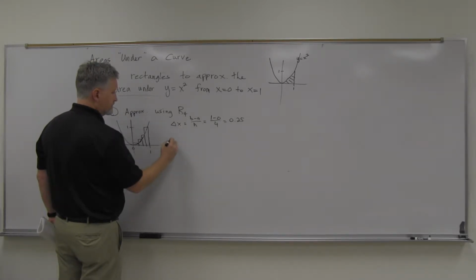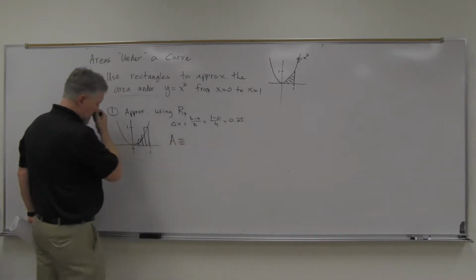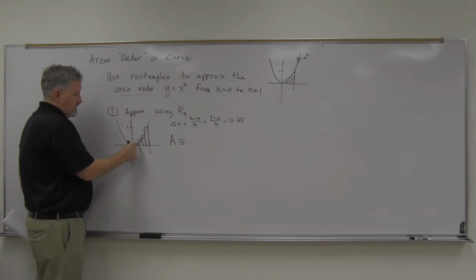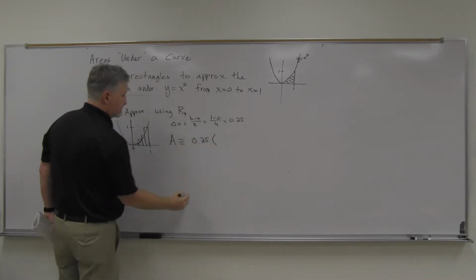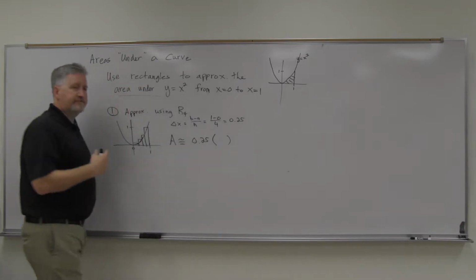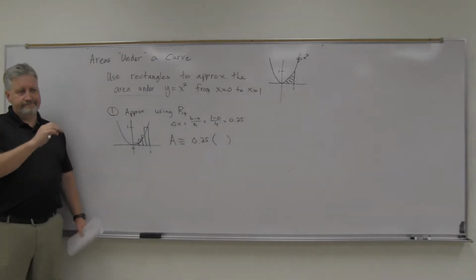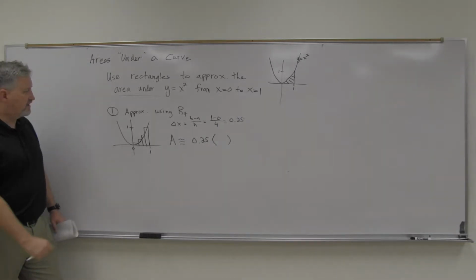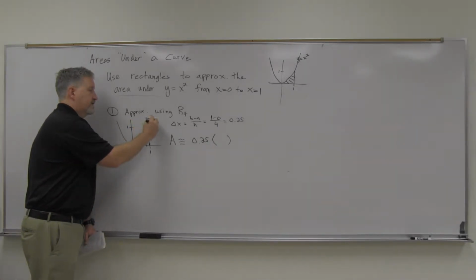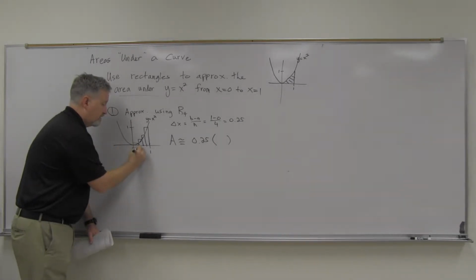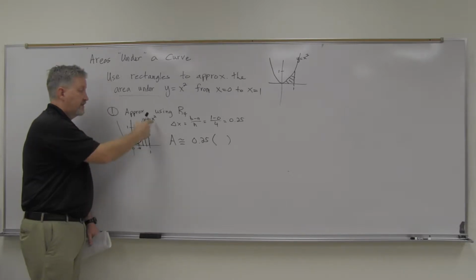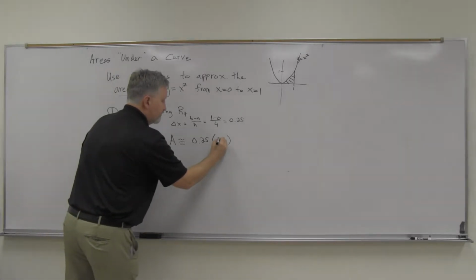Our area then is approximately this R4. It's just the area of each one of those. Each one of them is a quarter unit, so it's 0.25 times the height. That's what I was saying here: we cut out a little bit of the estimating, because I actually have the function here. It's y equals x squared. So isn't the height going to be whatever the height is at 0.25, which I know would be 0.25 squared? So I just put that.